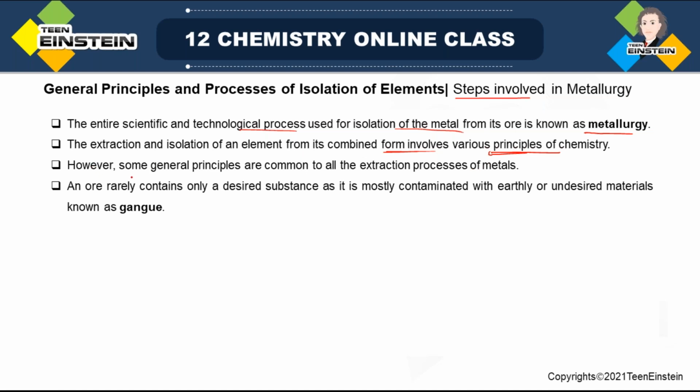However, some general principles are common to all the extraction processes of metal. So there are some steps out of these different steps which are very commonly used. These methods have particular names and they are very common. An ore rarely contains only the desired substance. It is always associated with impurity, undesired material. It is rare that it is very pure, because it is naturally present in the earth's crust, so obviously it will contain some impurities. As it is mostly contaminated with earthly or undesired materials, all these impurities are known as gangue.